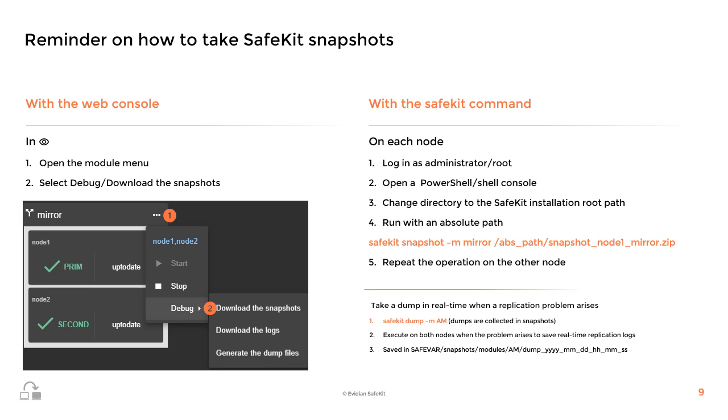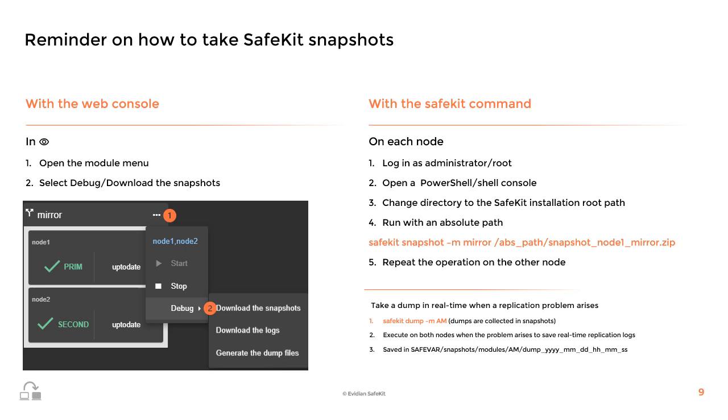To do the same with the safekit command, you will have to execute the following procedure twice, on Node 1 and on Node 2. Firstly, log in as an administrator on Windows or root on Linux. Secondly, open a PowerShell on Windows or a shell on Linux. Thirdly, go to the root directory of safekit. Fourthly, run the safekit snapshot command, providing the module name and the absolute path of the .zip file. This file will be created and will contain the module snapshot of the node. Fifthly, repeat the same procedure on the other node.